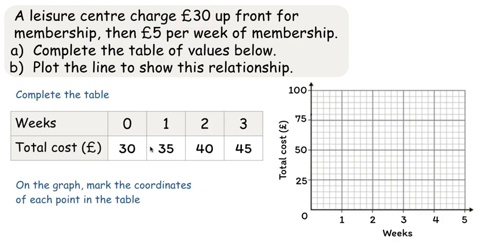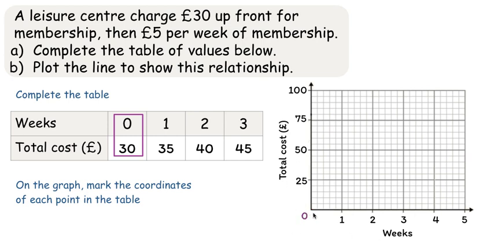Now we've completed the table, we can use these pairs of values to plot the line to show the relationship between the membership fee and the number of weeks. So let's start with the first point, where the weeks of membership was 0 and the total cost is 30. The x-axis shows the weeks of membership and the y-axis shows the total cost.